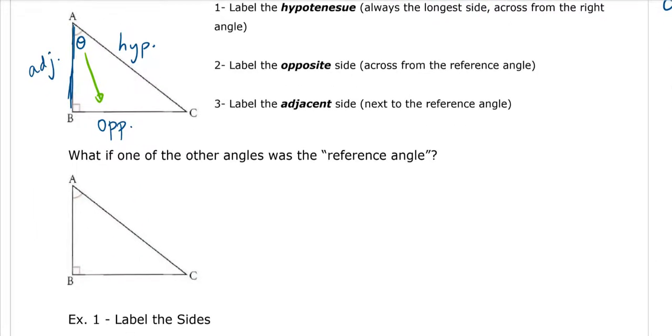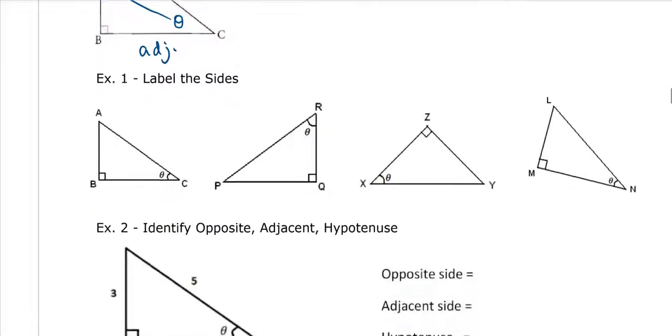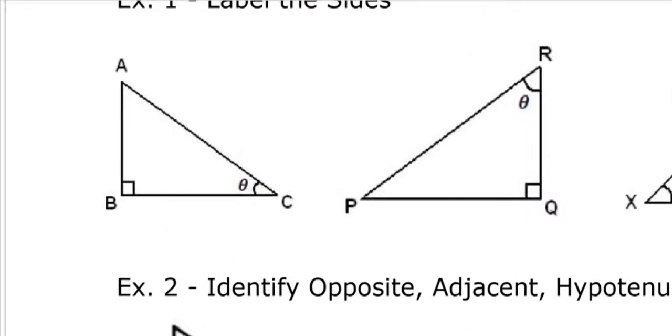Now, what if one of the other angles was the reference angle? So what if I put the reference angle down here instead? Well, the hypotenuse is still the longest side, but the opposite side is now here on the left because it's across from the angle, and the adjacent side is here on the bottom. Okay, so let's do some examples. Let's label the sides. So again, reference angle down here on the bottom right corner, and my hypotenuse is up here. The adjacent side is the side right beside the angle. The opposite side is across from the reference angle.